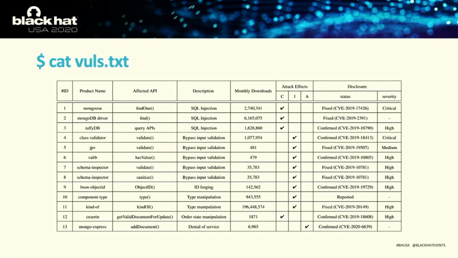First of all, let's take a quick look at the new vulnerabilities we found. In total, we found 13 zero-day vulnerabilities in widely used programs. Many of them have more than 1 million downloads, such as the MongoDB official drivers, class-validator, and so on. These bugs can be exploited to launch serious attacks, such as leaking credentials and user data, bypassing security checks, and denial of service. This is pretty much the big picture of our research.